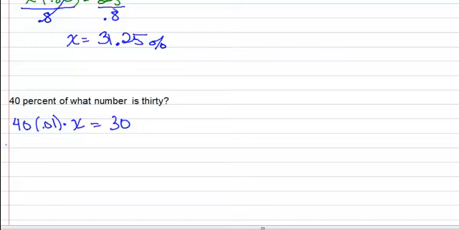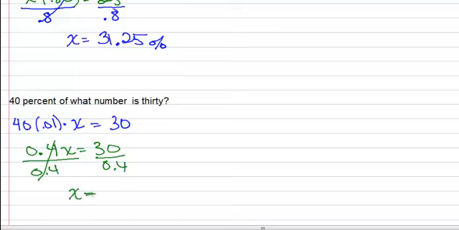So I do this multiplication and I get 0.4x. I'm going to divide by 0.4. If I do it to one side, I have to do it to the other. That leaves me with x is equal to, and again, you just do your little division. And it says 40% of what number is 30, so this is saying that 40% of 75 is 30.